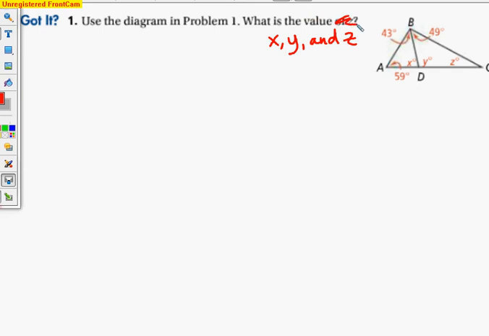So if I'm looking at this picture, and I'm going to try to use colors here. Look at triangle ABD. It's this triangle right here, ABD. They give you 2 of the 3 angles. They give you 43. They give you 59. The third angle is x. We can find it by setting up the triangle angle sum theorem.